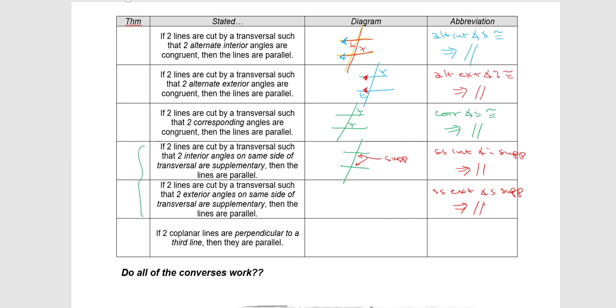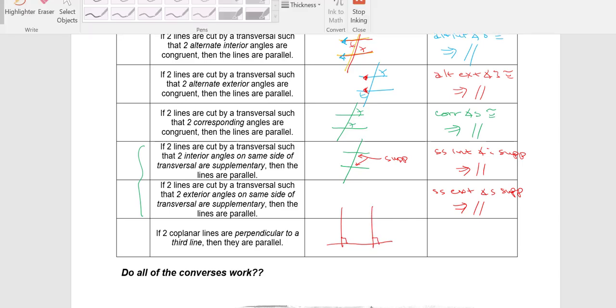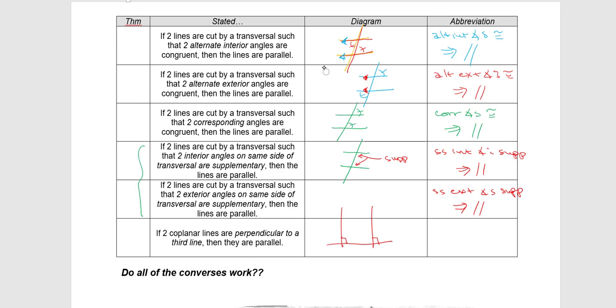And then the last one here is basically, if I have two coplanar lines, so it just means that all these lines are on a flat surface, and they're perpendicular to a third line. So if I have a line like this, and I have a line that's perpendicular here, and a line that's perpendicular here, then what I know is that these two lines are parallel to each other. Okay, so if you have two lines that are perpendicular to a third, then you have parallel lines.